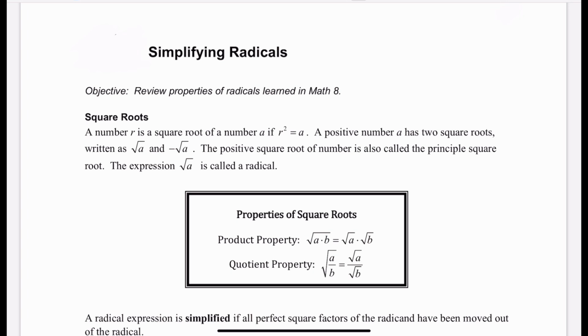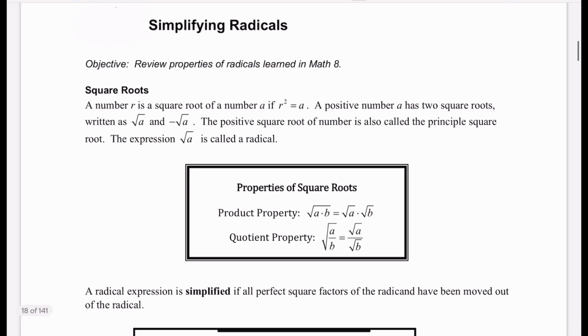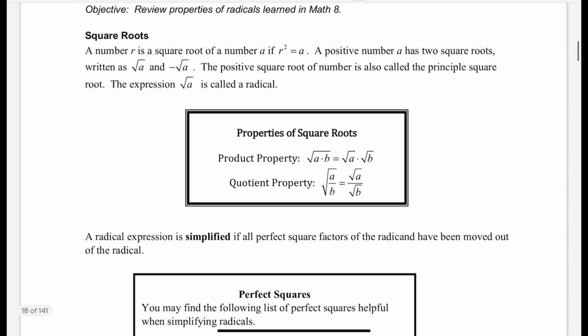A positive number a has two square roots, written as the square root of a and negative square root of a. The positive square root of a number is also called the principal square root. The expression square root of a is called a radical. So let's look at properties of square roots.